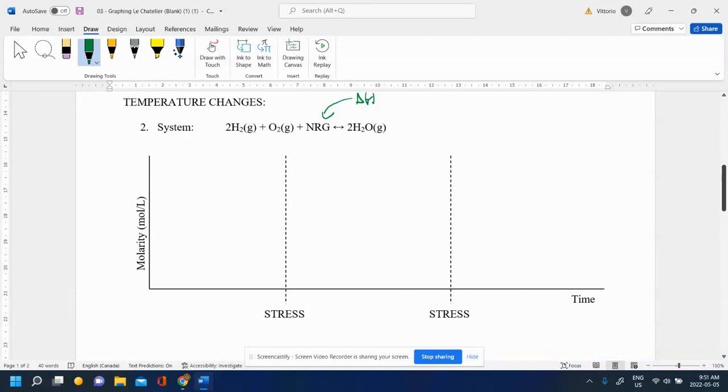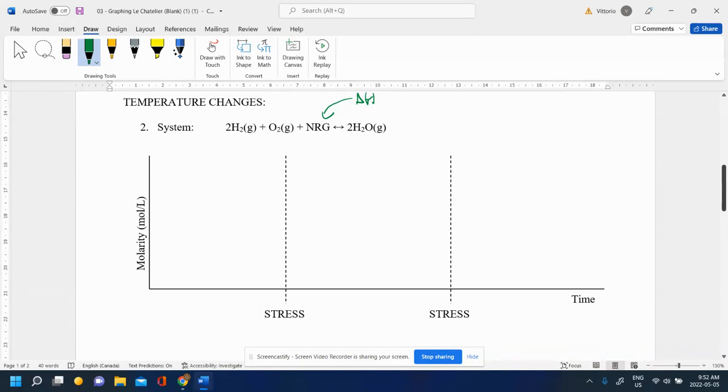As we learned, the stresses involved in temperature change affect the system differently depending on whether it's endothermic or exothermic. So here we're going to model endothermic. You can try practice problems or model exothermic later. We're going to start off by establishing an initial equilibrium. We'll put in some H2, some O2, and initially there's no product, and we're going to throw in the H2 and O2 and then let the reaction happen until equilibrium is reached.